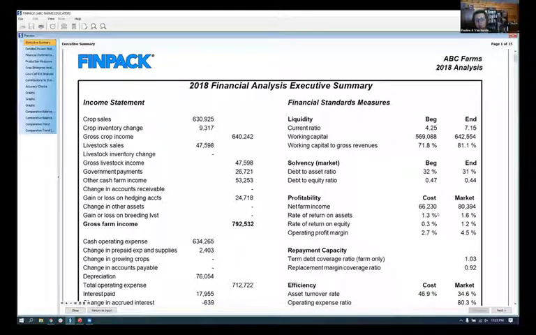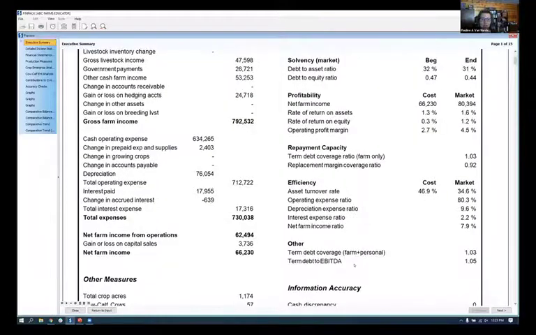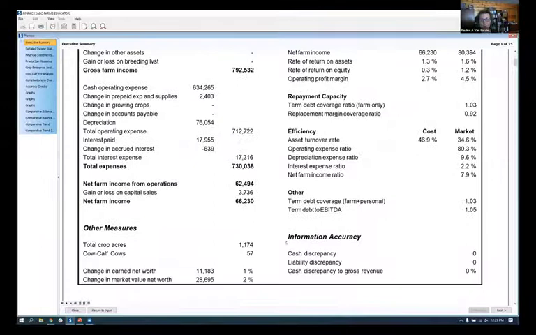To start, we see the liquidity measures, solvency, profitability for this past year, and our repayment and efficiency ratios as well. So there are lots of details here that you can really dig into on the financial performance of the business. And then lastly, of course, we want to know about accuracy, hoping that things are accurate, so we do get a look at cash and liability discrepancy.